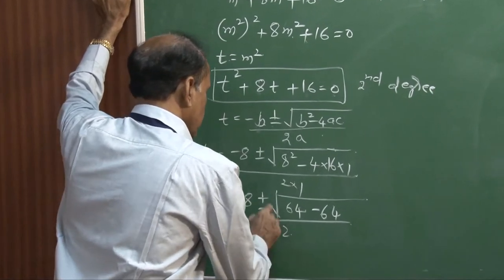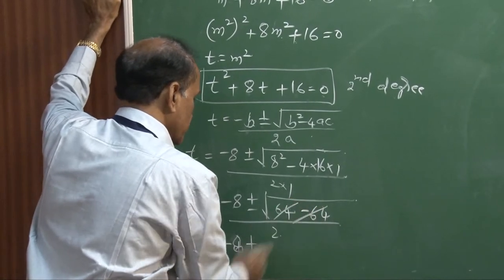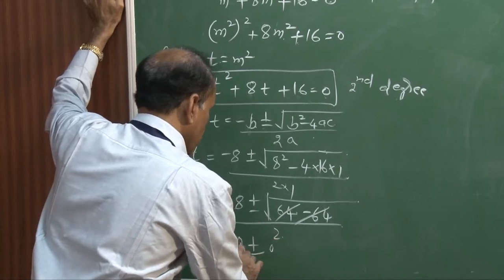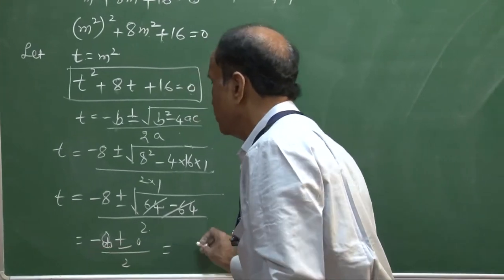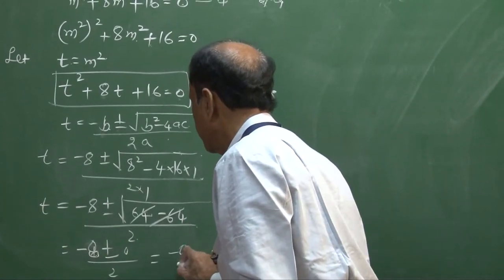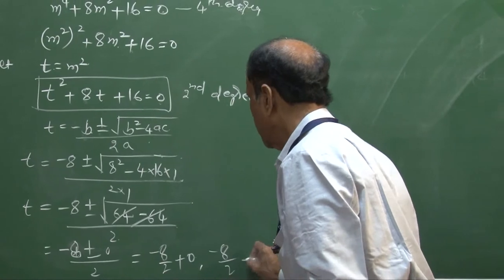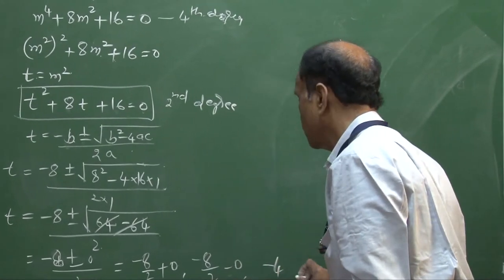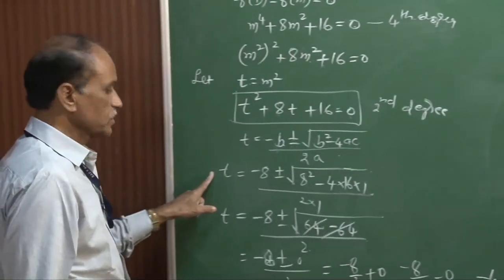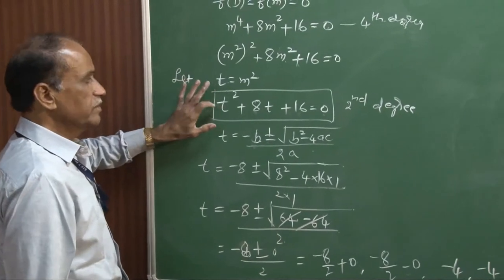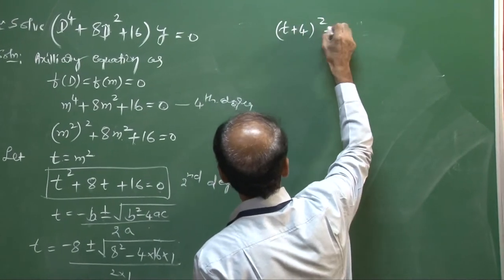Minus 8 plus or minus, this 64 minus 64 goes 0, then plus or minus 0, whole divided by 2. That is t is equal to minus 8 by 2 plus 0, minus 8 by 2 minus 0, that means minus 4 and minus 4. So, t is equal to minus 4 and minus 4. How can this be written now? That should be t plus 4 whole square is equal to 0.